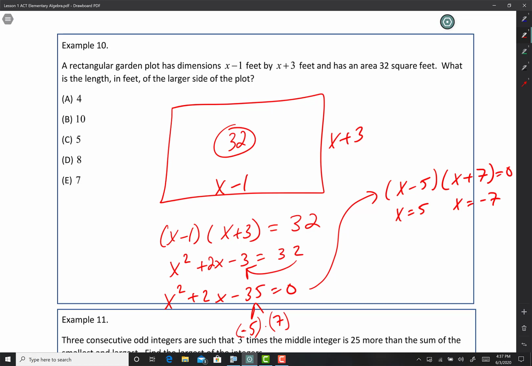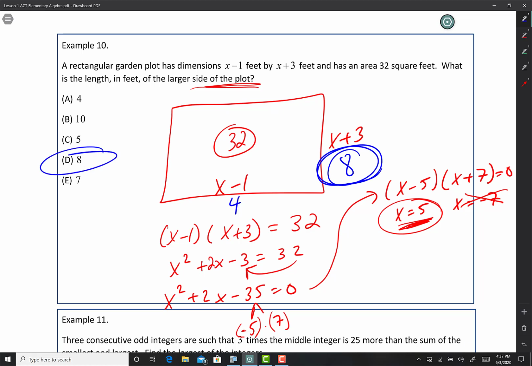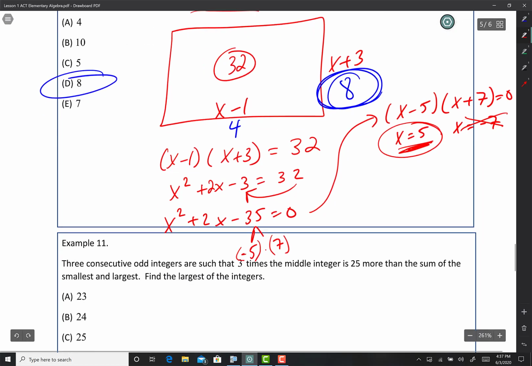Let's see, it cannot be negative 7. That's not the answer. So before you push 5, don't push that in yet, guys. It wants the largest side of the plot. So if x is 5, that means this plot is 4. 5 minus 1 is 4. And then 5 plus 3, 5, 6, 7, 8. That's 8. So 8. So be careful, guys. Some of you guys are too fast, and that's where you make your little mistakes. All right, here we go.